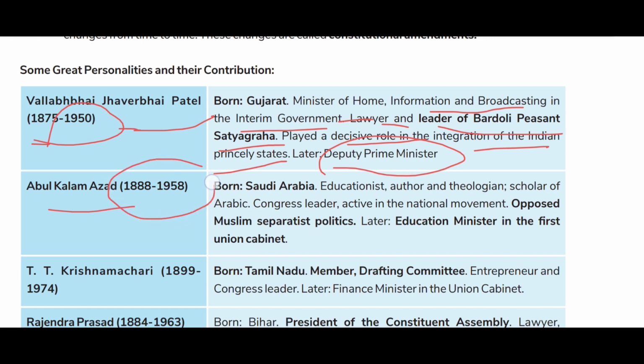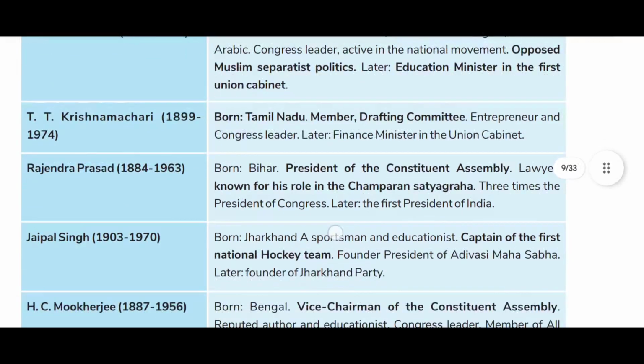Abul Kalam Azad, born in 1888 and died in 1958. He was born in Saudi Arabia. He was a great educationist, author, and theologian, a scholar of Arabic. He was a Congress leader, active in the national movement, and opposed Muslim separatist politics. Later, he became the education minister in the first Union cabinet.